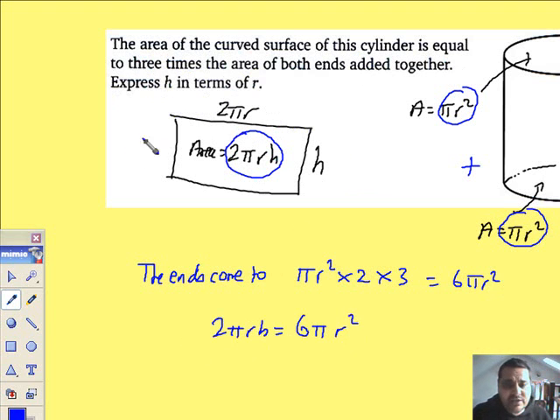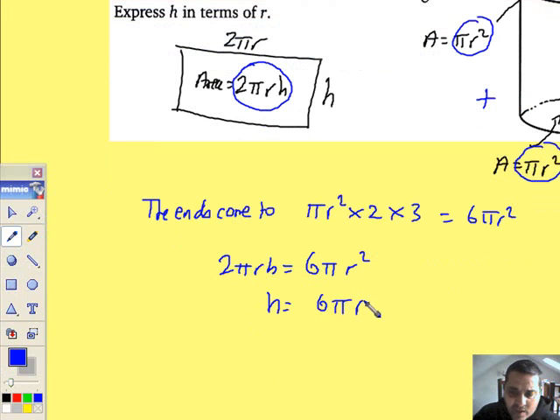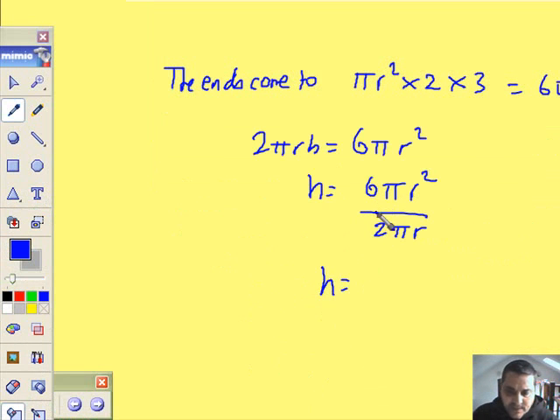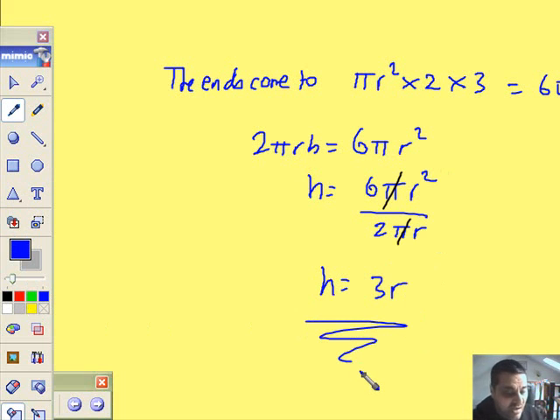And it says express h in terms of r. Okay then, so I need to take my 6 pi r squared and divide by 2 pi r. That's to single out the h on its own. Well, what have I got? 6 divided by 2 is 3. The pi's, bless them, will cancel, and I'm left with r squared divided by r, which leaves me r. Therefore h equals 3r, and I'd give that at least the grade B, I would.